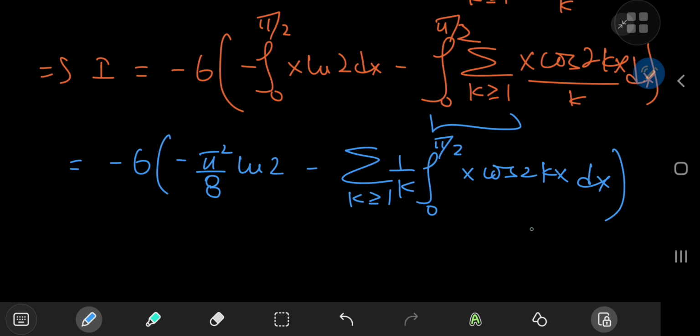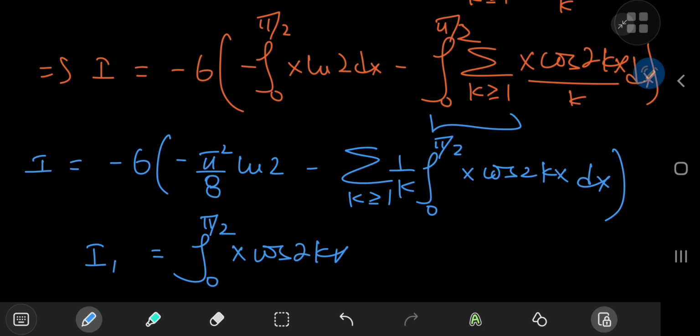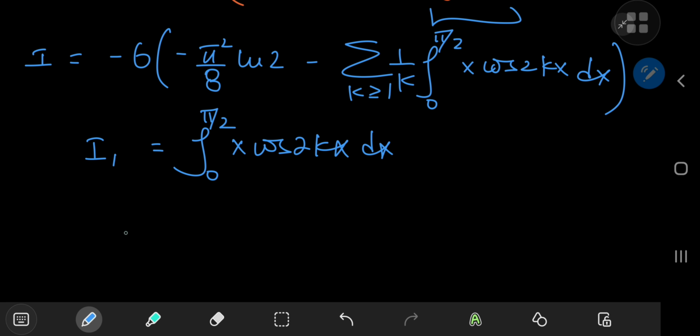And the resulting integral needs another dose of integration by parts. So let me just take this to the side as I sub 1, defined as the integral from 0 to pi by 2 of x times the cosine of 2kx dx. And all we need is one integration by parts here. So we have x times sine 2kx divided by 2k, with the limits being 0 and pi by 2.